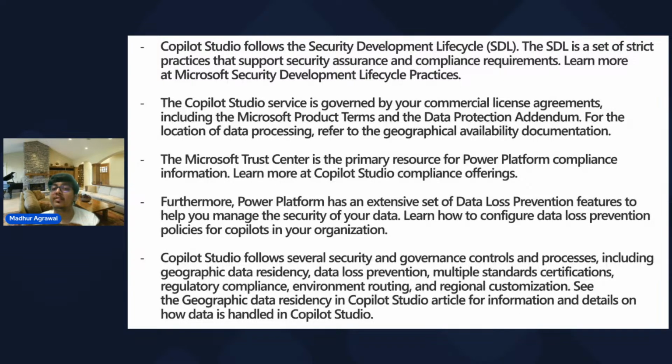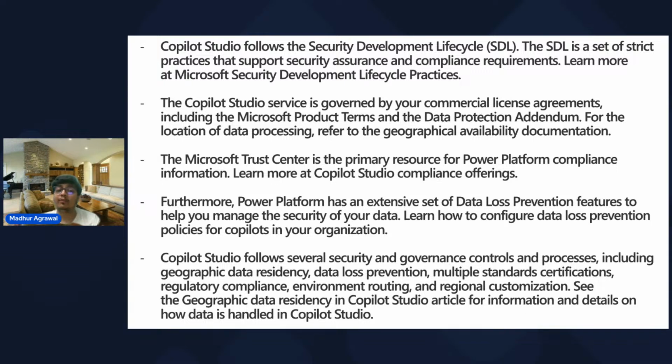For the location of data processing, you can refer to the geographical availability documentation. It totally depends on which region you are deploying the Copilot in. The Microsoft Trust Center is also the primary source of Power Platform compliance information. So if you are using any Power Platform apps or Copilot Studio, which is part of the Power Platform suite, you can go to the Microsoft Trust Center, which is the primary resource, and learn about compliance offerings. Furthermore, Power Platform has an extensive set of data loss prevention (DLP) features to help you manage the security of the data. You can learn how to configure your data loss prevention policies for Copilots in your organization.